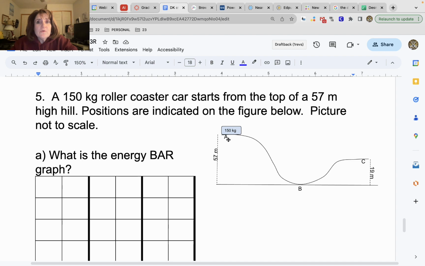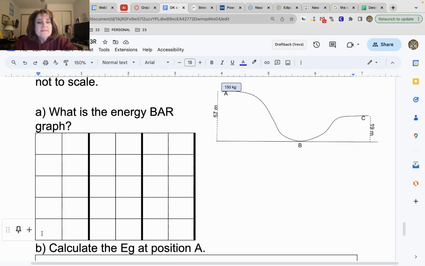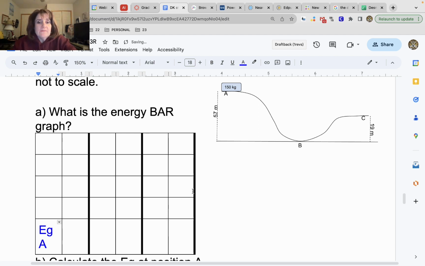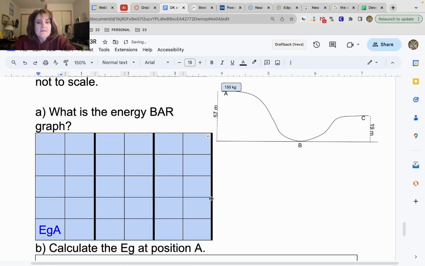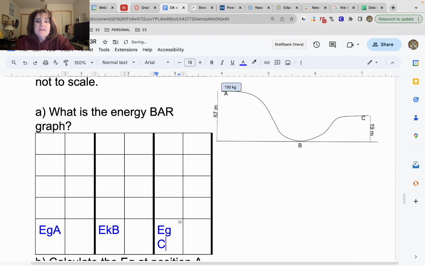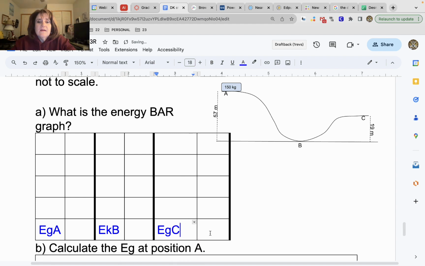So think of the roller coaster. What is going to happen? You're going to have an EG at position A. I'm going to make this a little bit bigger. At B, it's all going to be EK. And at C, you're going to have a mix of EG and EK.